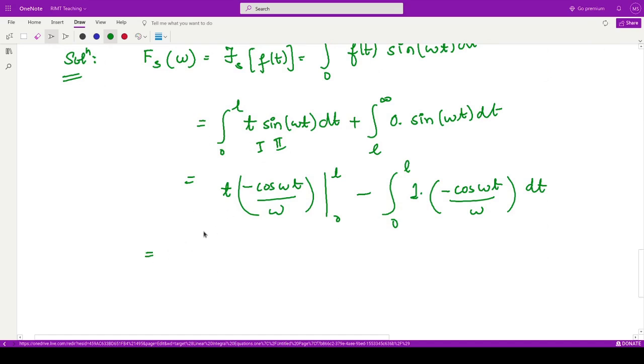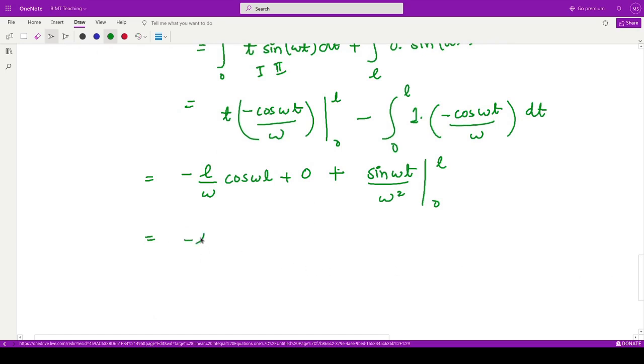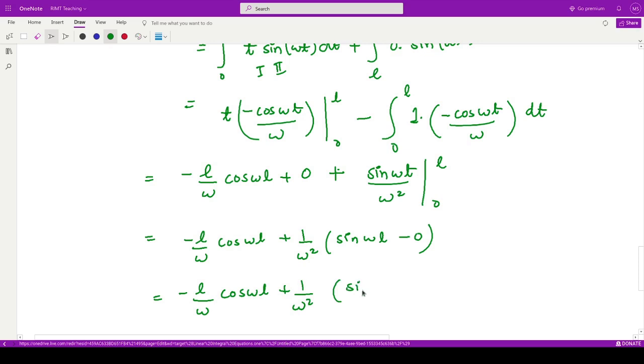So we can simplify this. When you substitute L, you would be having minus L by omega cos omega L, and then when you substitute 0, so you would have 0 here, and this minus and minus becomes plus, and then what is the integration of this cos omega t? It would be sine omega t divided by omega square, limits vary from 0 to L. So we would have at the end minus L upon omega cos omega L plus 1 by omega square sine omega L, and sine of 0 is obviously 0. So the final answer is minus L upon omega cos omega L plus 1 by omega square sine omega L.